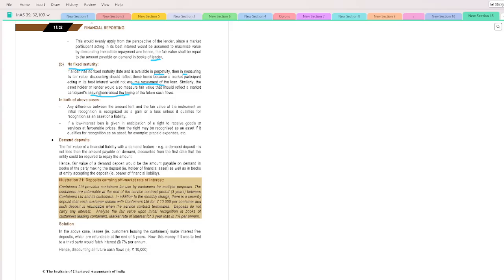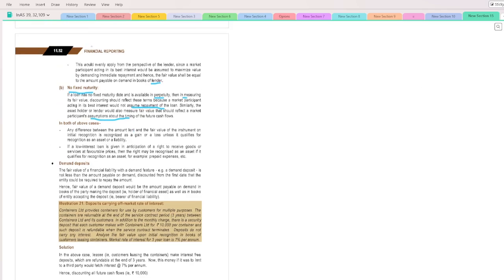Okay. So in both the above cases, any differences which arise, whatever the differences are, because here I think this example is that the parent is giving the loan, no?